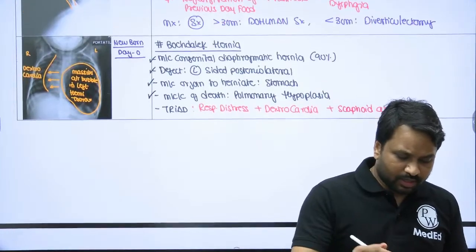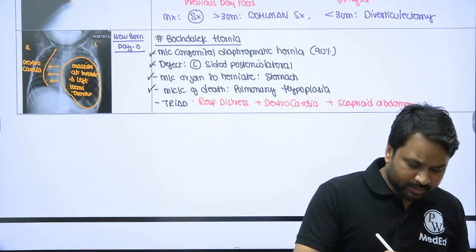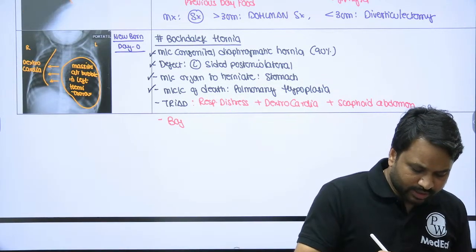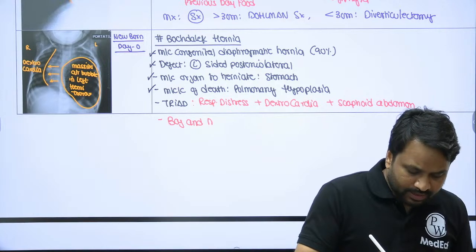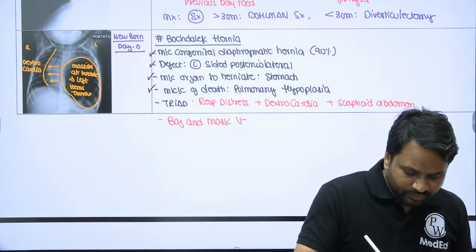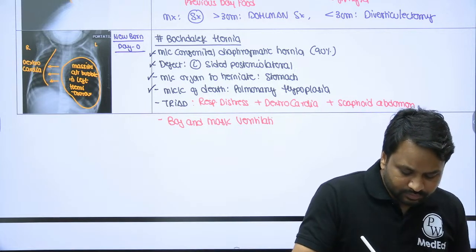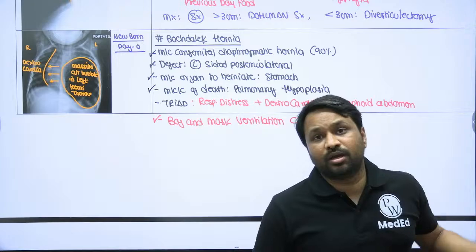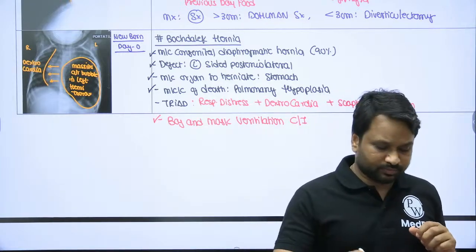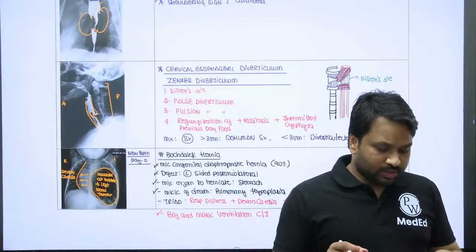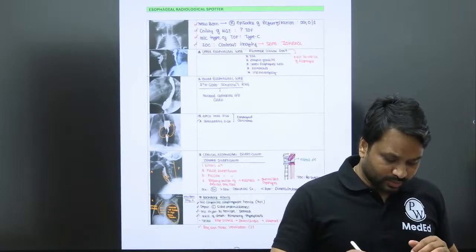Another point that I can add here is, remember, bag and mask ventilation is contraindicated because it is going to overinflate the stomach, worsening the respiratory distress. Okay, so these are the first set of spotters that you have.